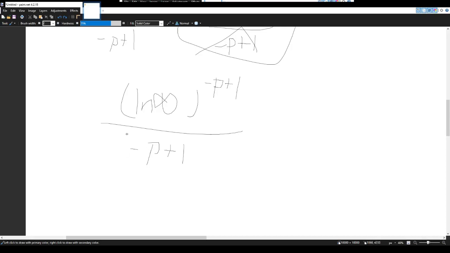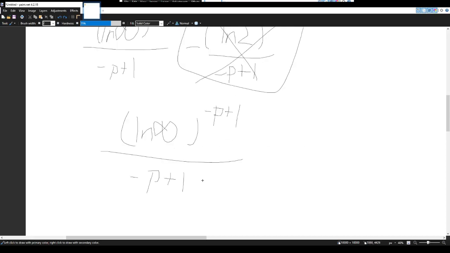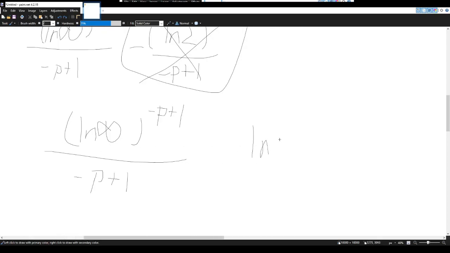So basically, we're seeing that the denominator doesn't matter either, right? It has no real bearing on whether this is going to go to infinity or not. So really, we're just left with the natural log of infinity to the negative p plus 1. So in my head, I'm thinking natural log of infinity. Well, I know the natural log function. Do I know what that does?